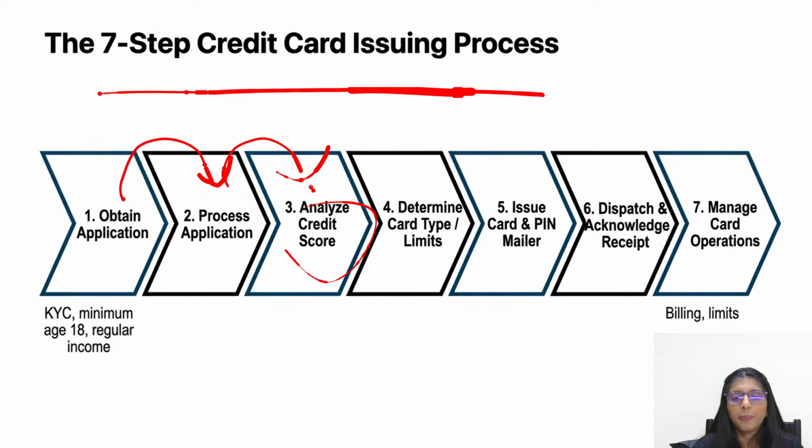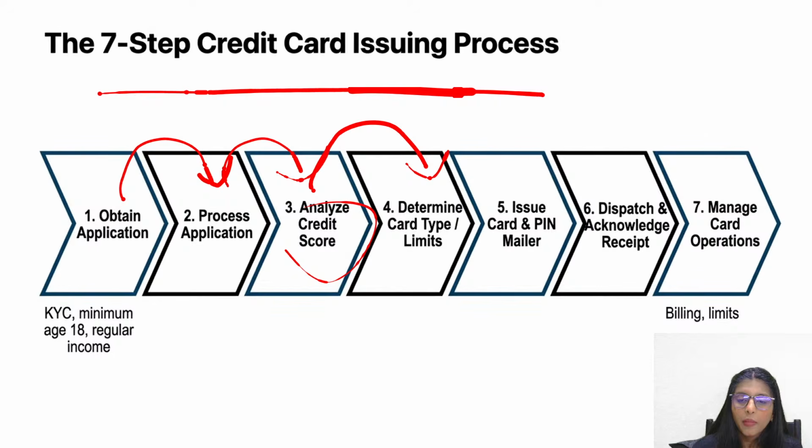This is step 3. Step 4, determine the card type and limit. What type of card is required? Like, should it be platinum or gold? The card type depends on their creditworthiness. Depending on the credit score, a high credit score will be provided with a better card type.